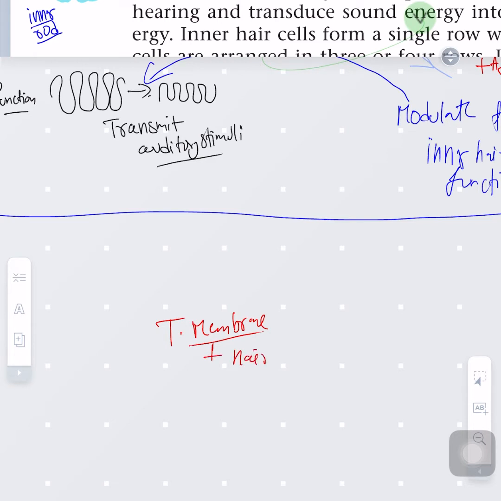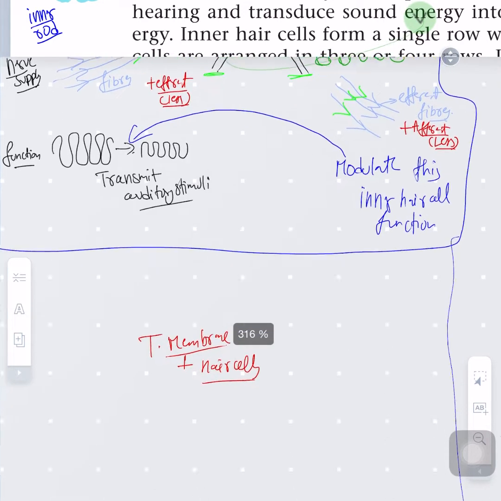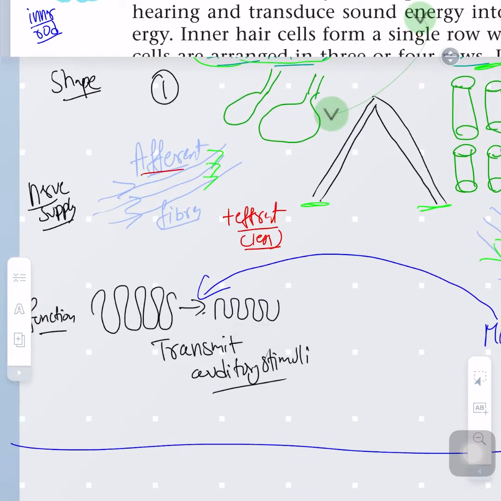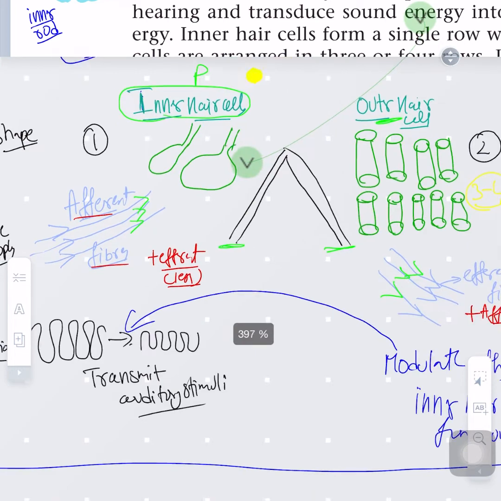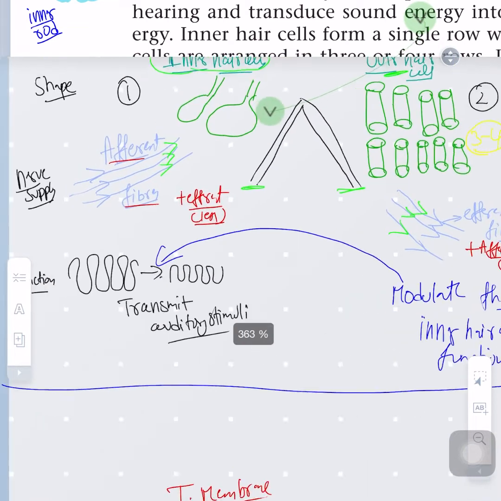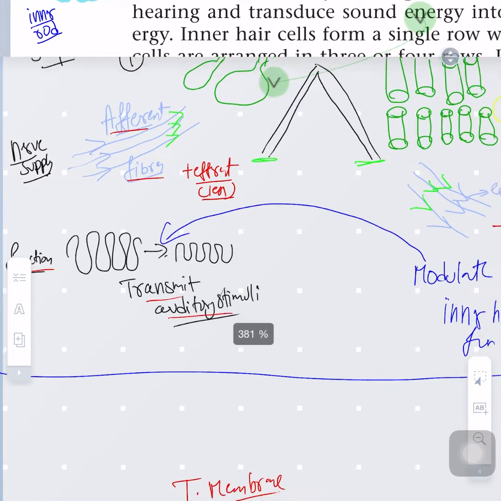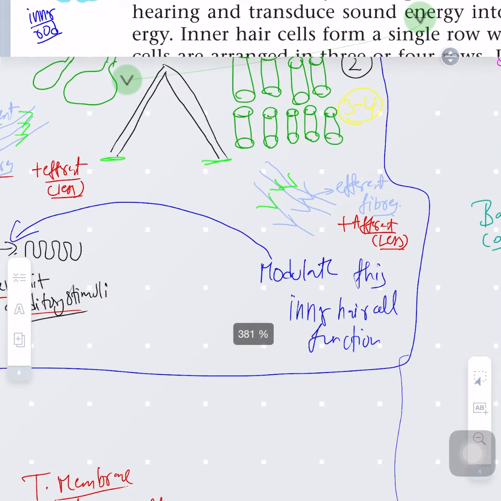So the inner hair cells are mainly connected with the afferent fibers, whereas the outer hair cells are connected with the efferent fibers. Having said that, talking about function, the inner hair cells are mainly involved in transmitting the auditory stimuli, whereas the outer hair cells are involved in the modulation of the inner hair cell function.